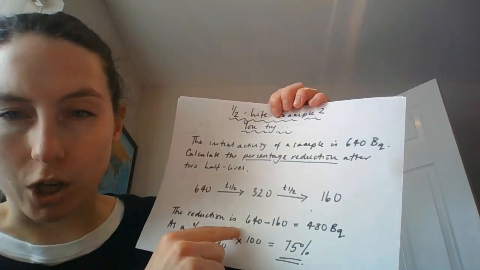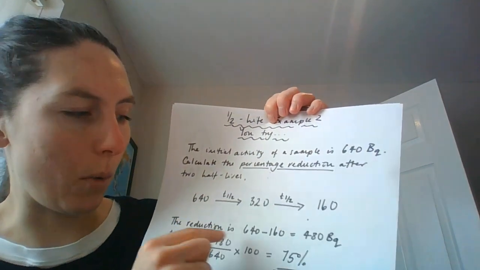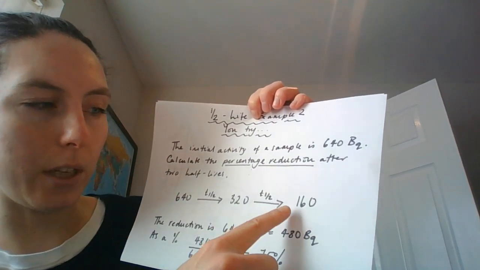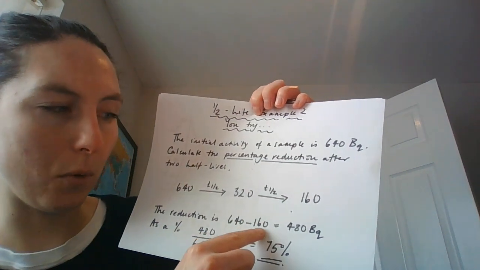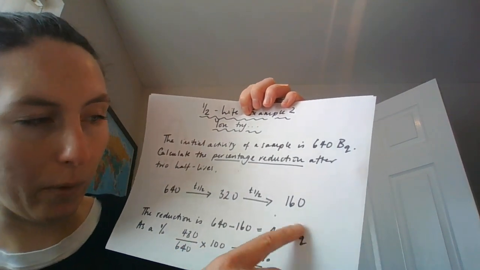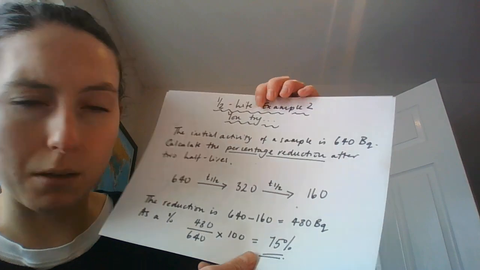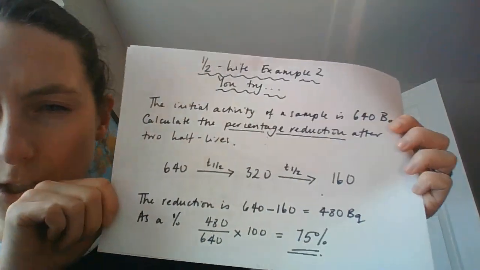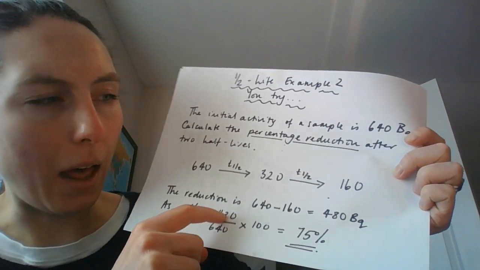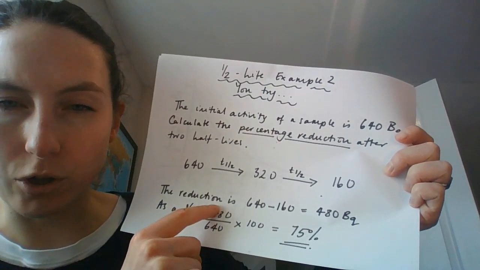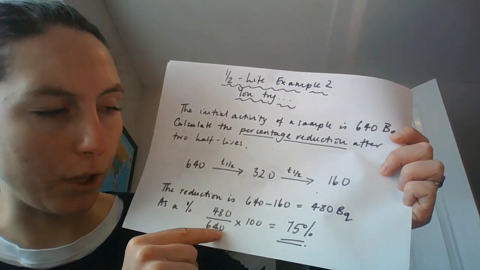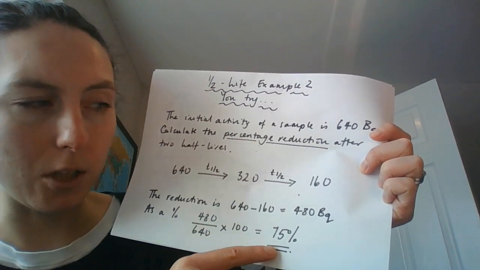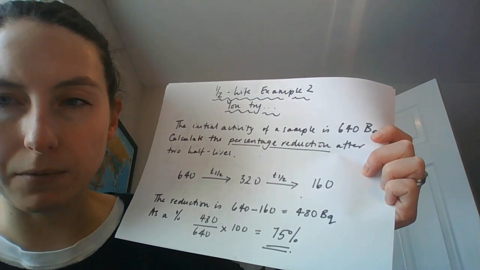Now the reduction, this is the key here in the question, the reduction is the difference between your start point and your end point. So 640 minus 160, we've had that count rate reduced by 480 becquerels. So our percentage reduction is how much we've been reduced by, 480, divided by your total, 640, multiplied by 100 because it's a percentage, so it's been reduced by 75%.